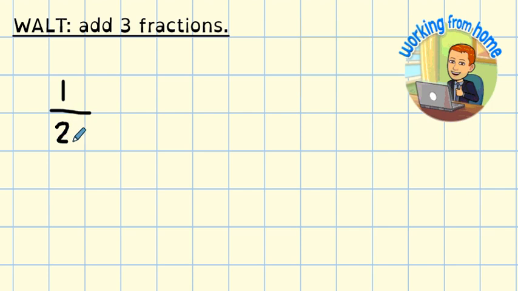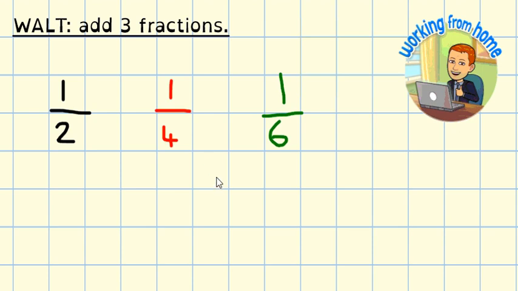We'll have a look at 1/4 again. But this time, my third fraction, I'll make it a 1/6. Now, we have a problem, which makes this a little bit more complex than the last question.